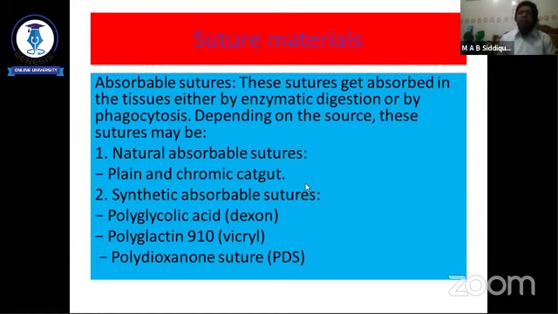The suture material may be absorbable suture or non-absorbable suture. The absorbable suture may be natural absorbable or synthetic absorbable suture. The natural absorbable suture is plain or chromic catgut. The synthetic absorbable suture is polyglycolic acid, known as Dexon, polyglactin, known as Vicryl, and polydioxanone suture, known as PDS.